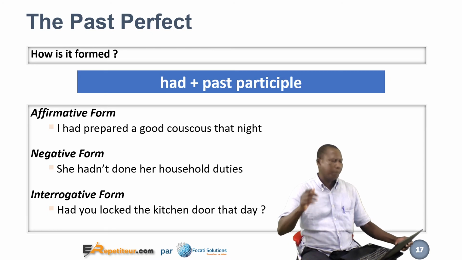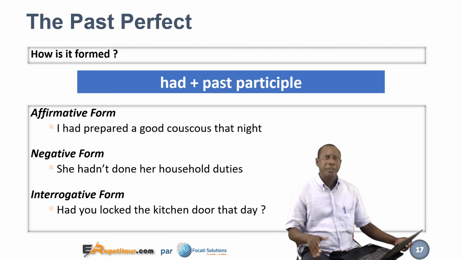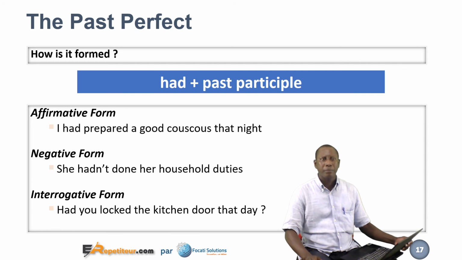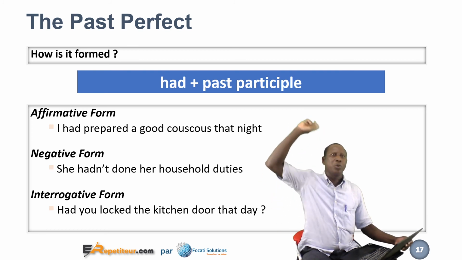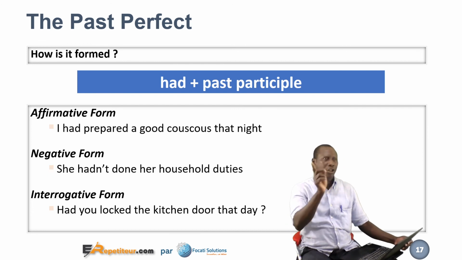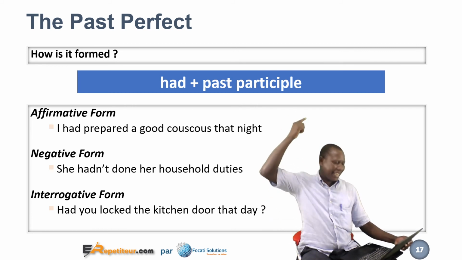Here we are with the past perfect, the last past tense we are going to deal with. How is it formed? Had plus past participle. In the affirmative form, we can have I had prepared a good couscous that night. Cette nuit-là, ce soir-là. Negative form. She hadn't done her household duties. Interrogative form. Had you locked the kitchen door that day?